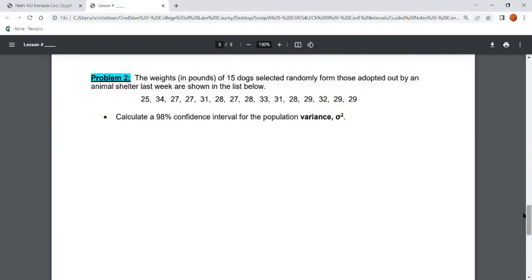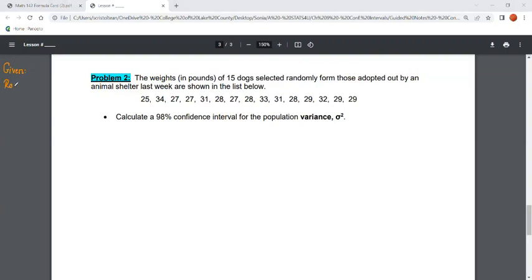Here is a second problem. The weight in pounds of 15 dogs selected randomly from those adopted out by an animal shelter last week are shown in the list below. Here is raw data. Calculate the 98% confidence interval for the population variance sigma squared. So I will write down what's given. And we have a lot.